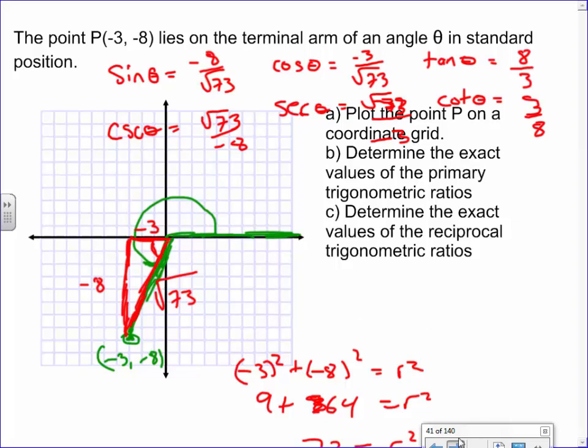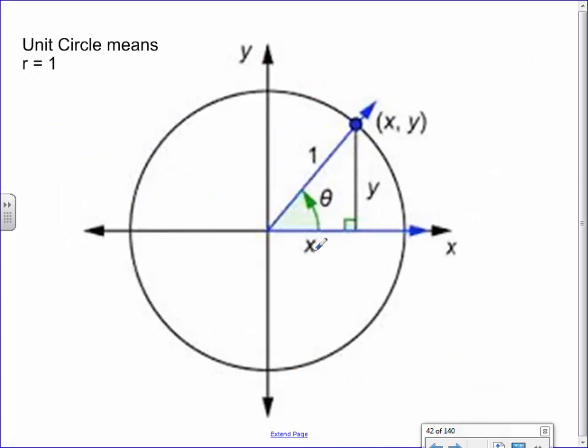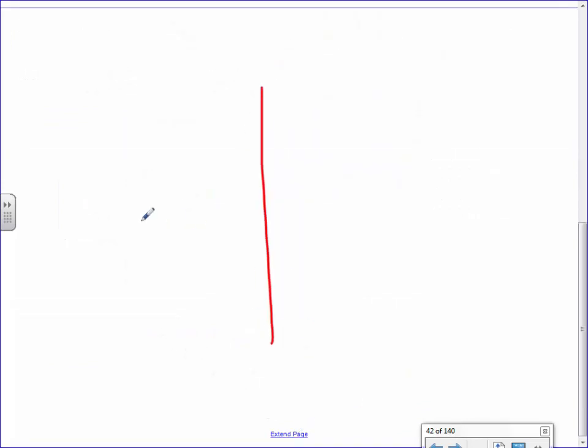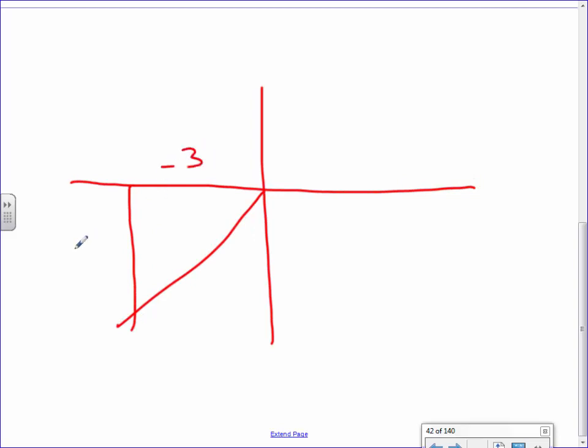It's actually really simple. Let's say that your triangle was supposed to be, I'm going to redraw it here. It was negative 3, negative 8, and root 73. Is the radius 1? No. So I just want to make the radius equal to 1. Here's how I do that. I downscale it. How do I turn root 73 into the number 1? Yep, that's it. Good job.